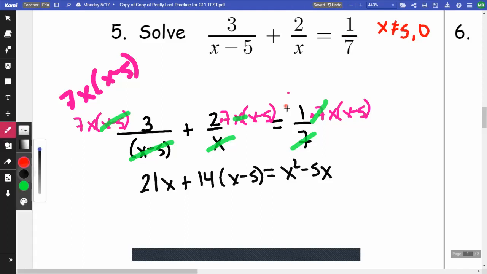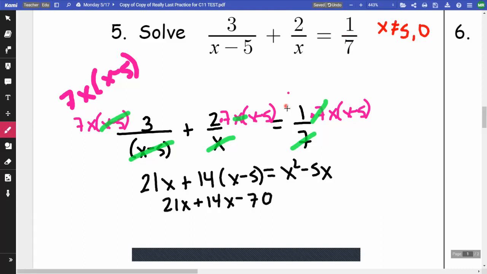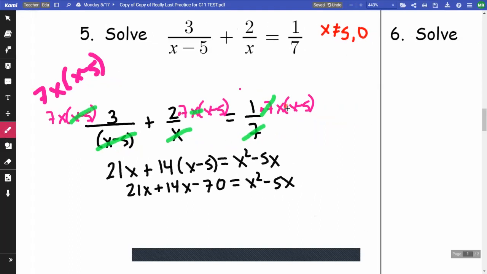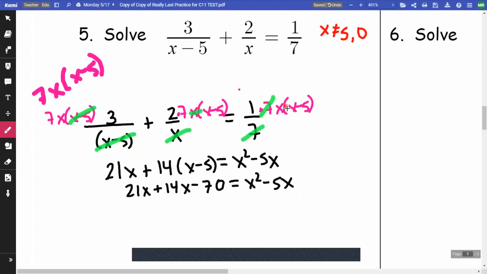Okay, so now when I'm working this out, I'm going to have 21x plus 14x minus 70 is equal to x squared minus 5x. So I'm going to get everything on the same side with my x squared. Okay, so I'm going to have x squared. Over here, this was a 35x, and I'm going to subtract 35x. I'm going to get a negative 40x minus 70.